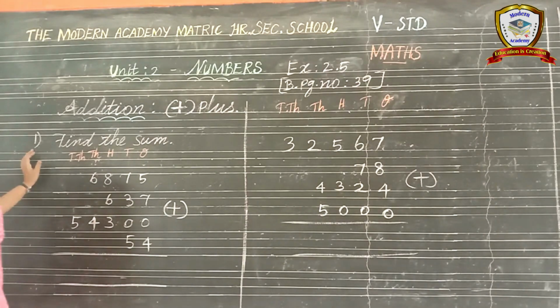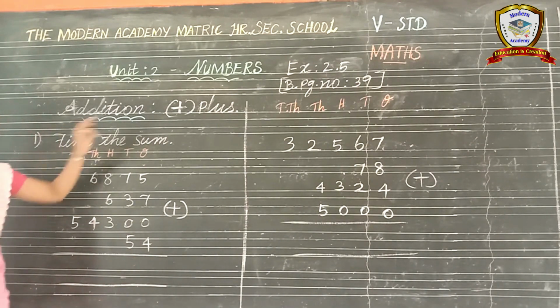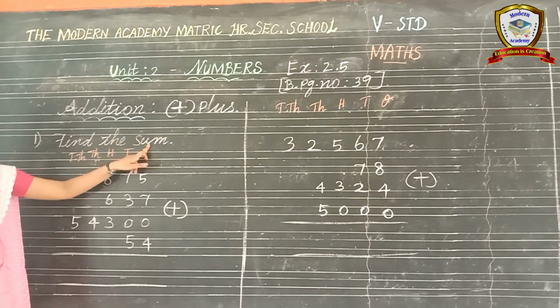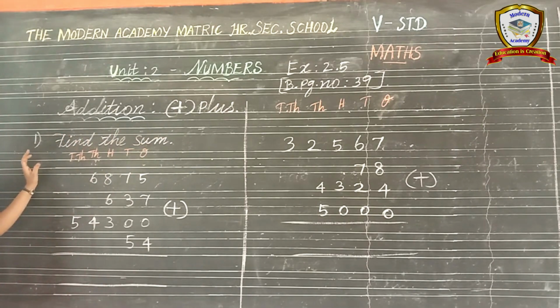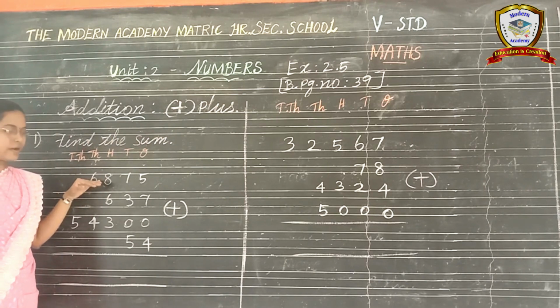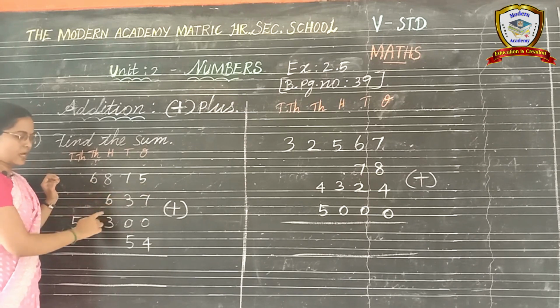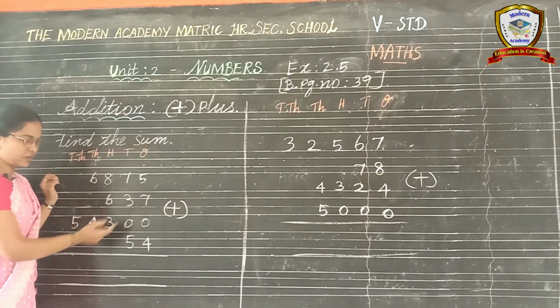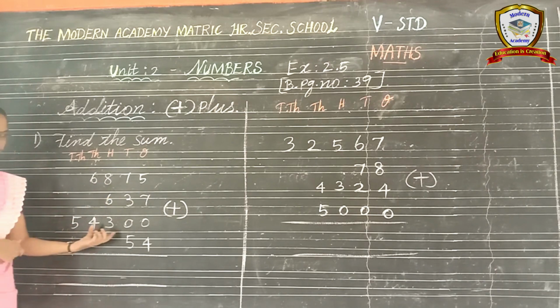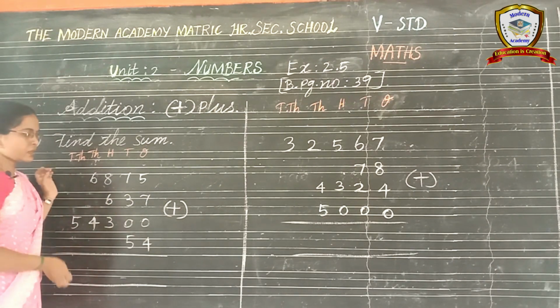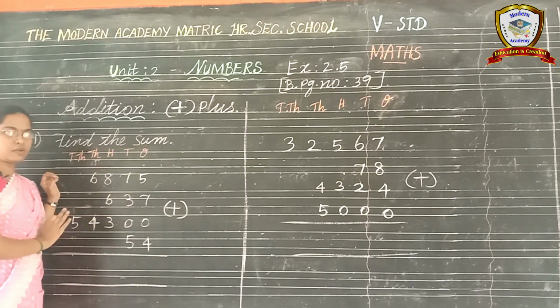Okay, let's see the next exercise, 2.5 in the book, page number 39. Find the sum, addition problem. Listen, first question. Here the numbers are already arranged in your book. First number is 6875, next 637, next 54,300, last one is 54. We have to add all these numbers.